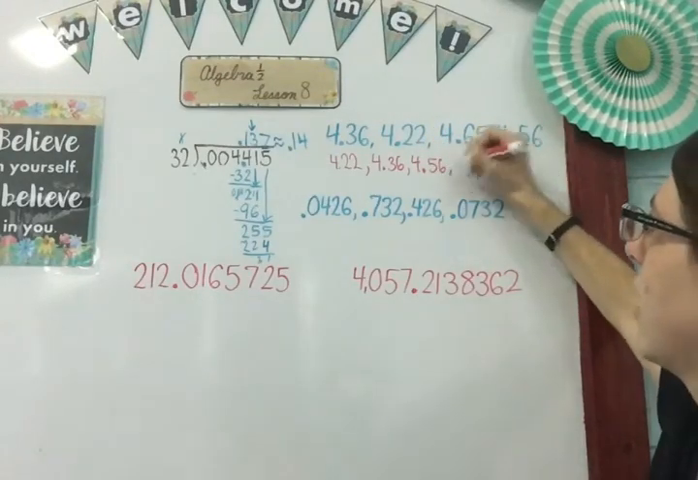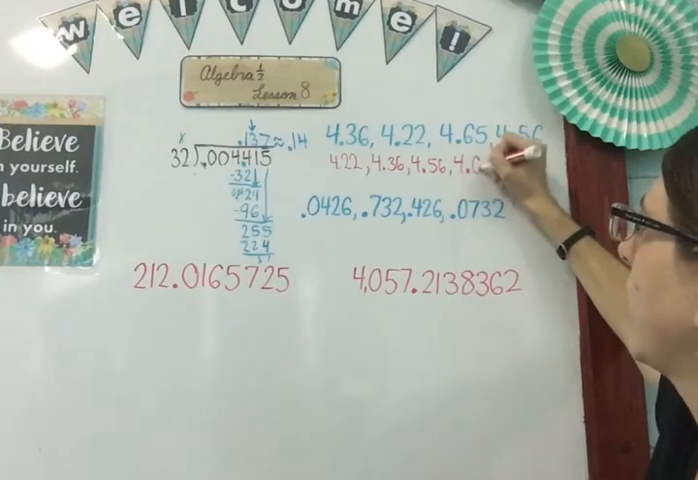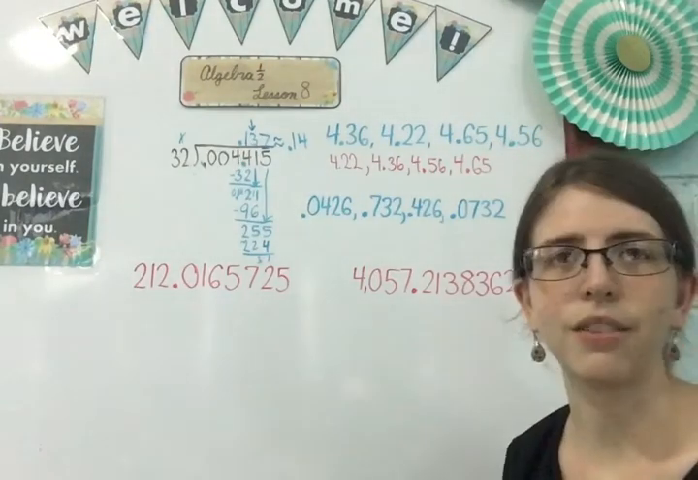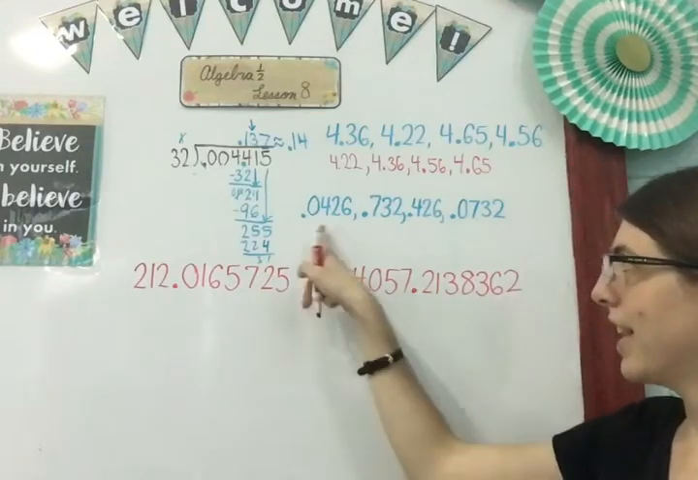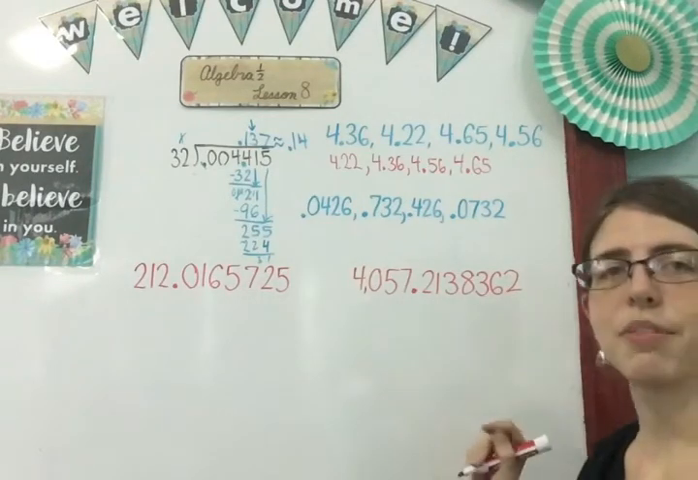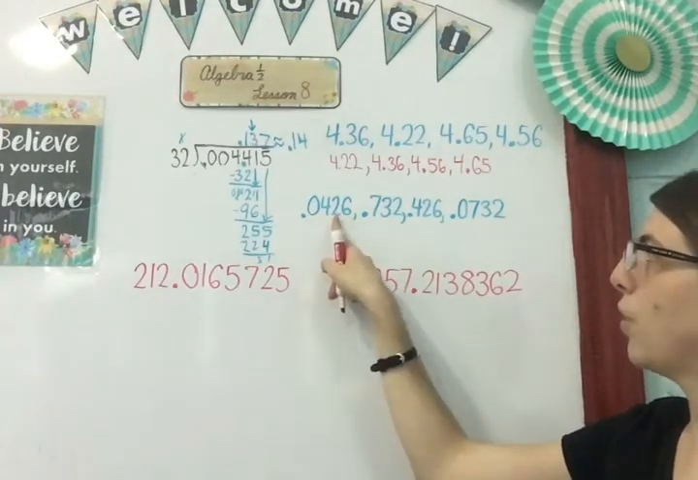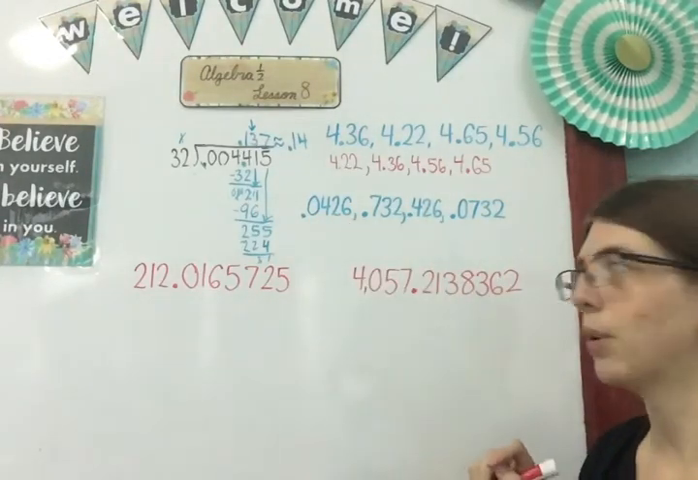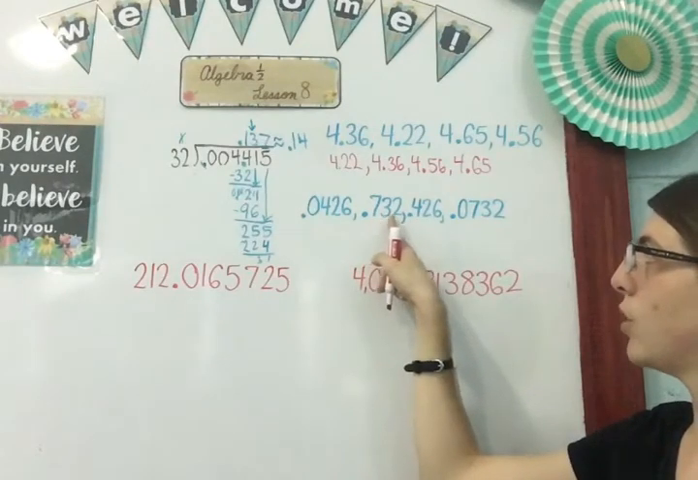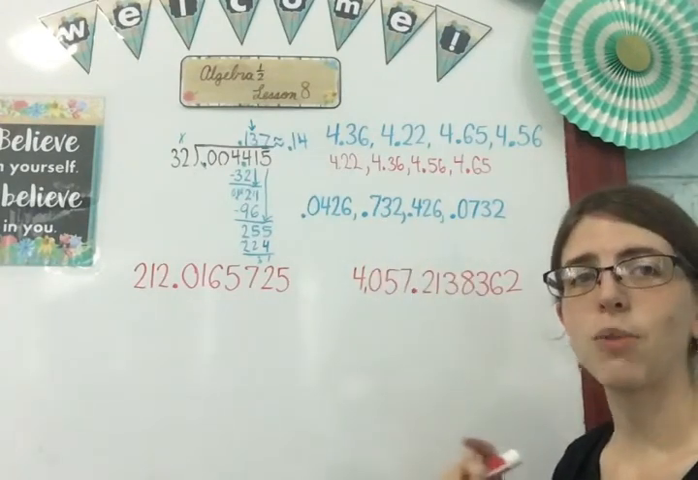And lastly, 65. So 4.65. With these decimals here, you want to do the same thing, except there's a big difference. Here I have 1, 2, 3, 4 numbers after my decimal. Here I only have 1, 2, 3. So this is what you have to do.